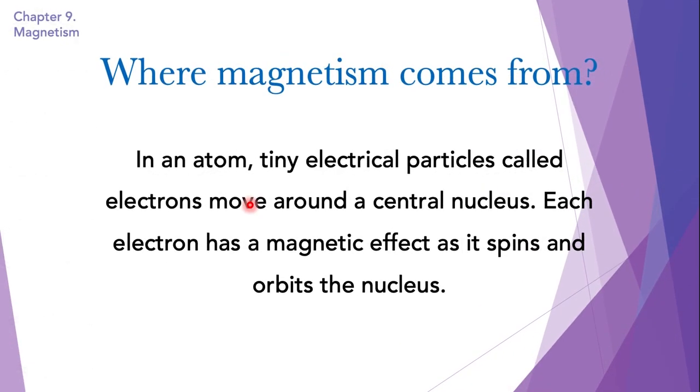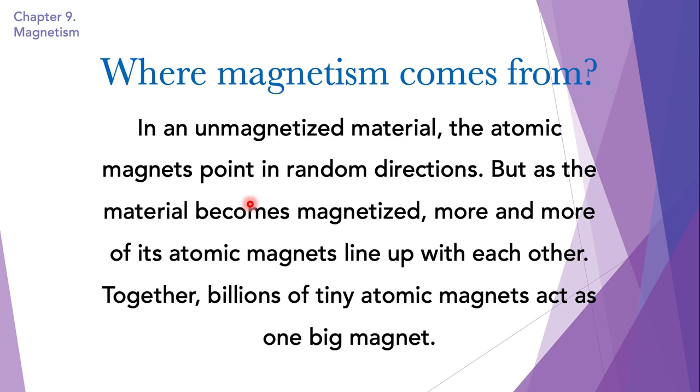So there are tiny electrical particles called electrons which move around a central nucleus in an atom. Each of these electrons has its own magnetic effect as it spins and orbits the nucleus. Why is that? Nobody knows. But yes, this is how it is. This is where magnetism comes from. So together, billions of these atoms make up a magnetic field. If the material becomes magnetized, more and more of its atomic magnets line up with each other. Billions of tiny atomic magnets act as one big magnet.